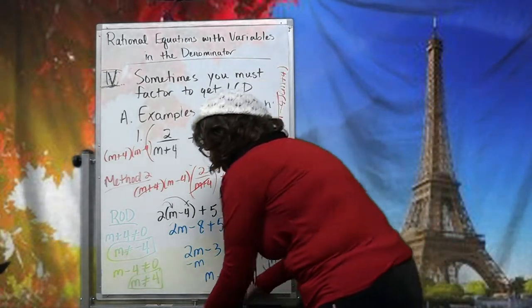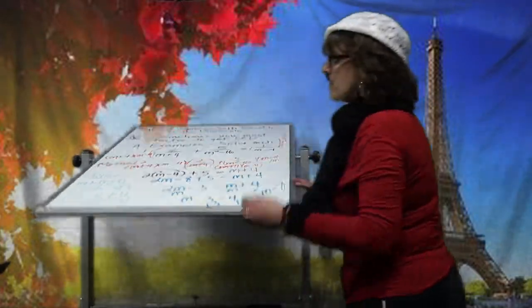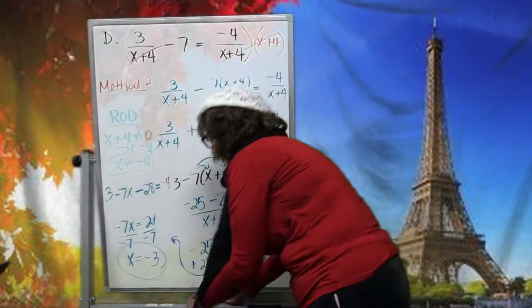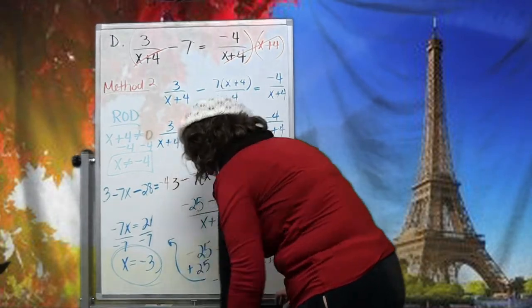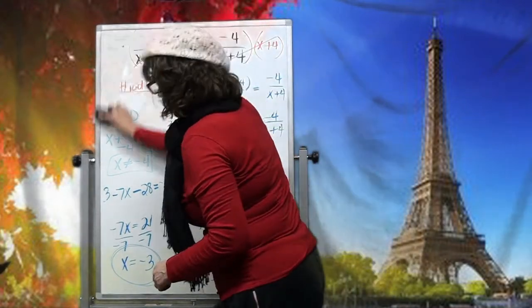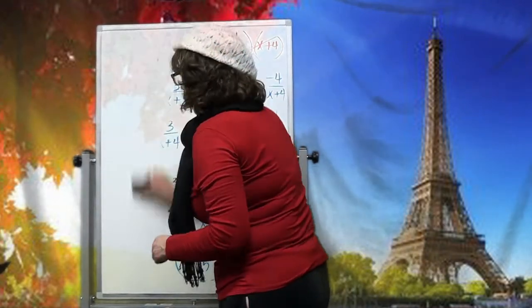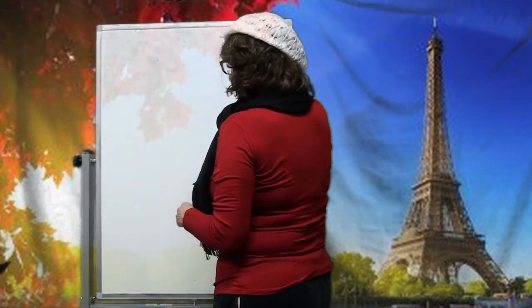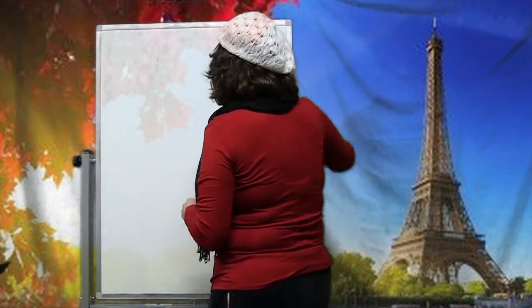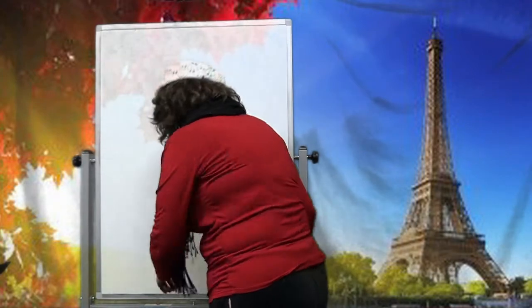So let's try one more example and then I think that'll do it for us with these rational equations that have variables in the denominator. One last example, and it's going to be very similar to the one that we just looked at because that was a bit of a challenge.